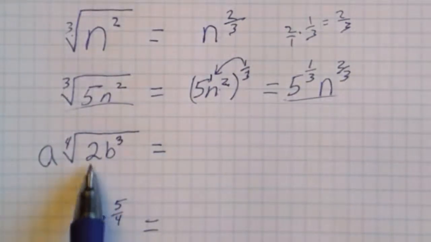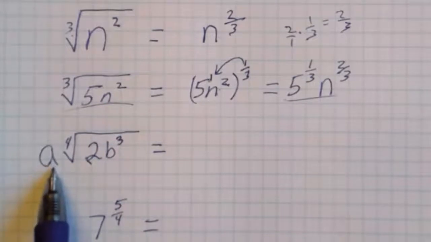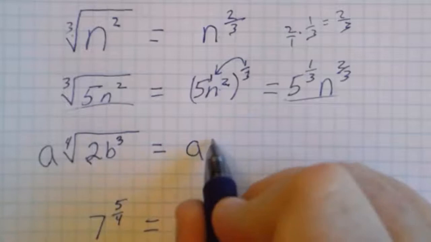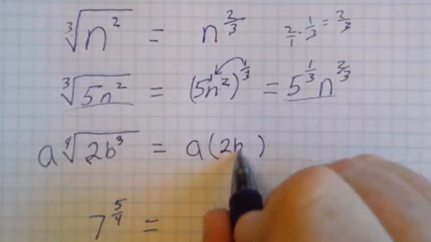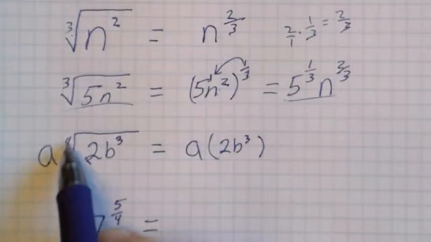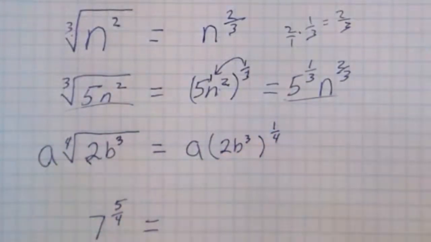We're going to do another one here where we have two factors underneath, but I also have a factor on the outside. So the first thing I'm going to do is bring that factor on the outside and bring it outside of parentheses and bring our numbers under the radical sign inside. That's our base. And then I want to rewrite this fourth root as a 1/4 power.